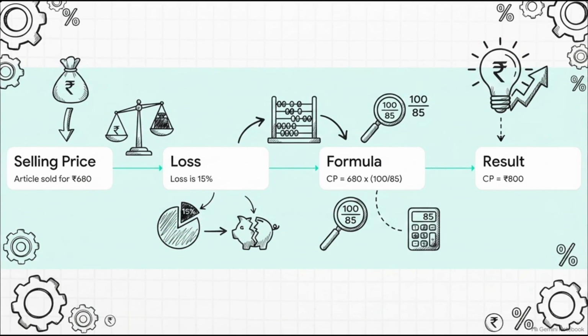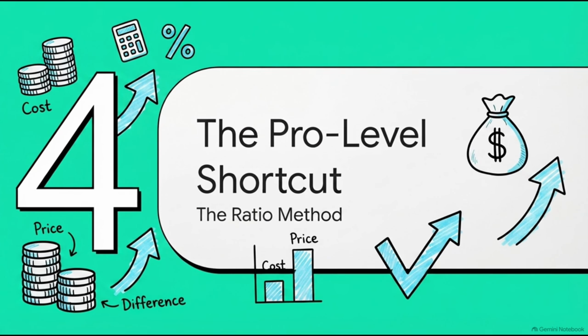And you know what? The exact same formula logic applies perfectly to a loss. Say an article is sold for 680 rupees, resulting in a 15% loss. What was the original cost price? Well, we multiply 680 by 100 over 85. Because remember, it's 100 minus that 15% loss. Run the numbers, and we get our original cost price, 800 rupees. All right, section 4, the pro-level shortcut. This is where things get really fun.